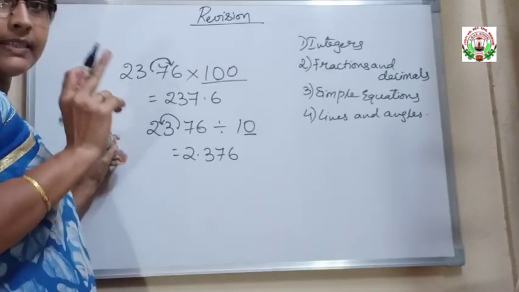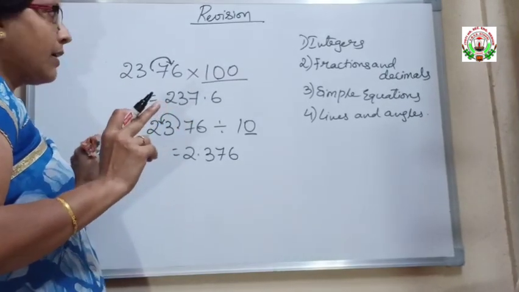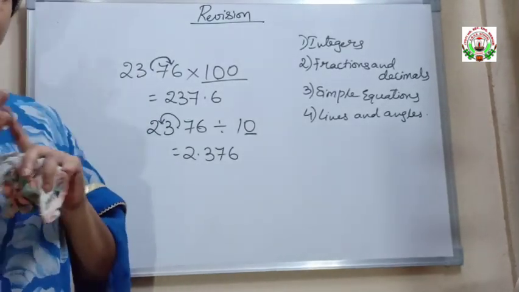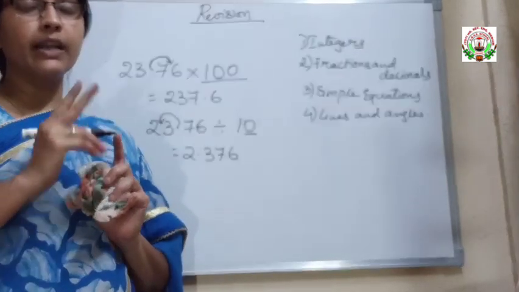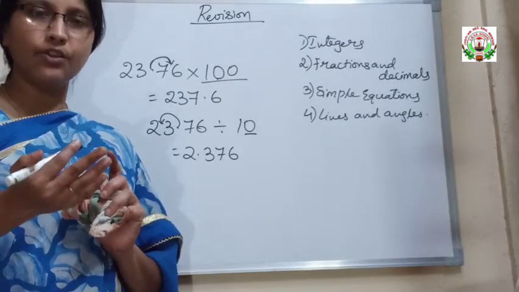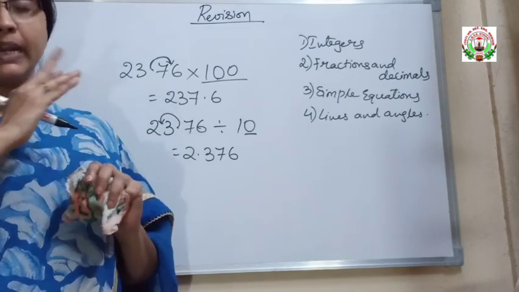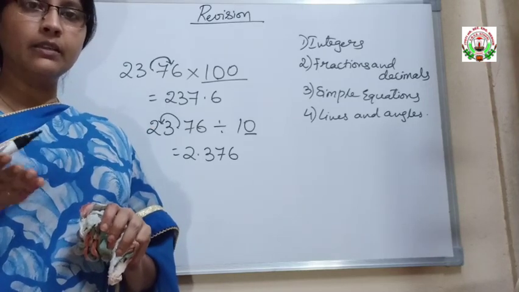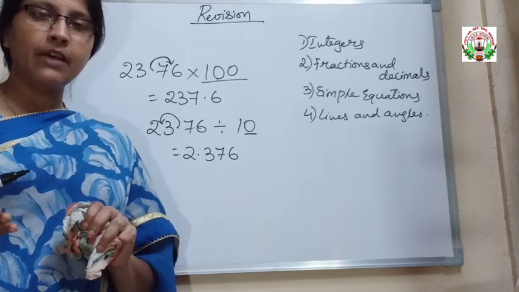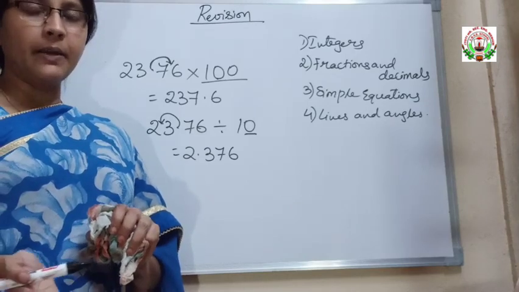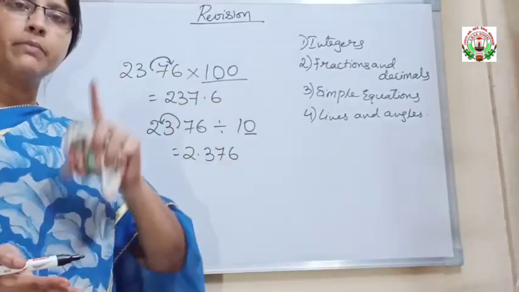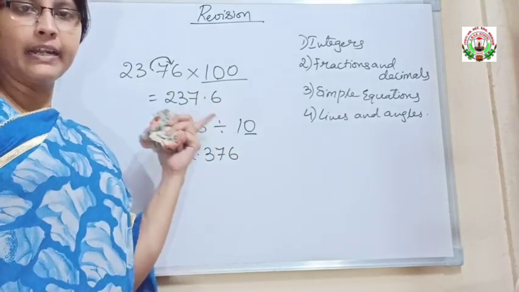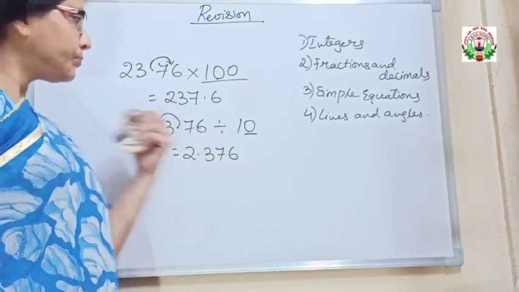Once again I am repeating myself. When we multiply the decimal number with either 10, 100 or 1000, 10 is having 1 zero, 100 is having 2 zeros, 1000 is having 3 zeros. So in multiplication, the decimal point moves that many times, how many zeros it is having, to the right hand side. And in division, it moves that many times to the left hand side. This is your simple way for multiplying and dividing your decimal numbers.